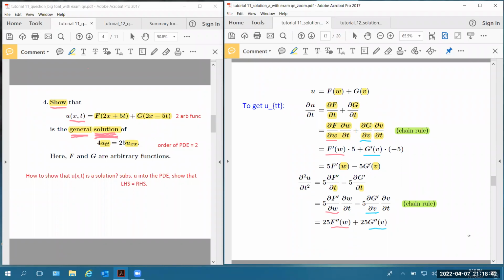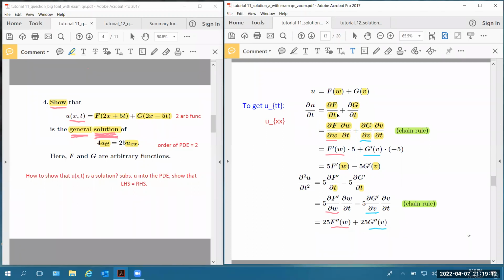So class, any questions until here? It's all right? All right. Okay, so I got my UTT already. And of course, the next thing to do is UXX. Yeah, the next thing to get is actually UXX. So the next one is I want to get UXX, right, so that means del square U del X square.